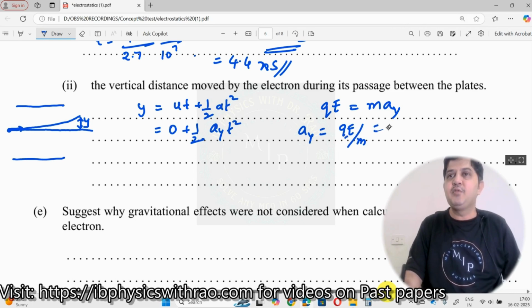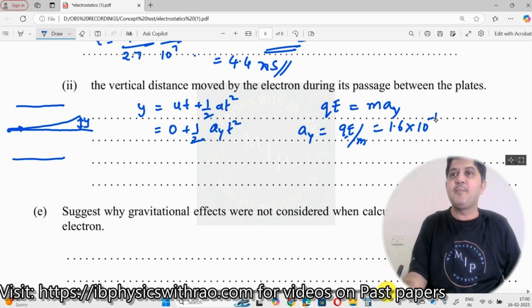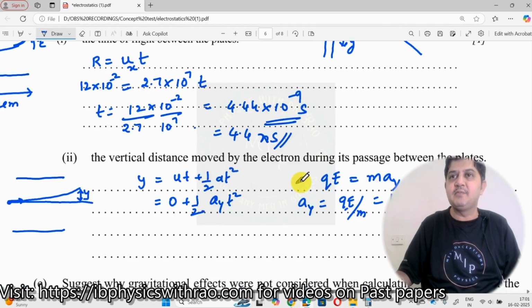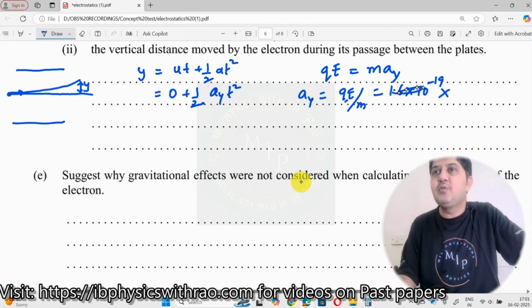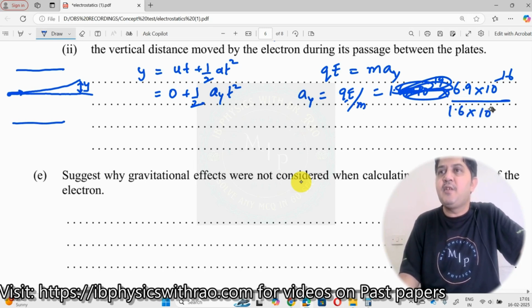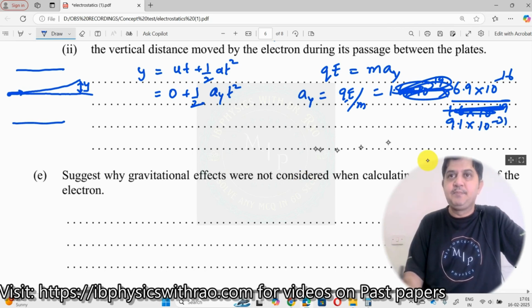Now Q is 1.6 into 10 to the power of minus 19, and the value of E. Have I found out the value of E? We already got Q into E here: 6.9 into 10 to the minus 16. We'll substitute it here, no need to do all these things. 6.9 into 10 to the power of minus 16 divided by the mass of an electron. Sorry, the mass is 9.1 into 10 to the power of minus 31. Now let us calculate this value.